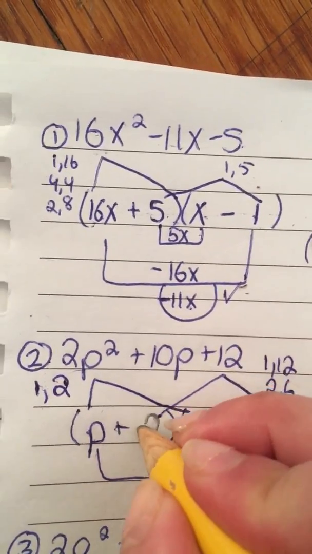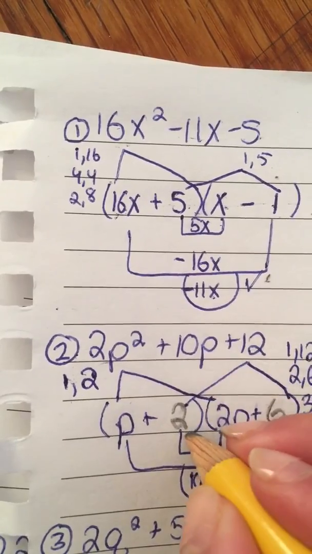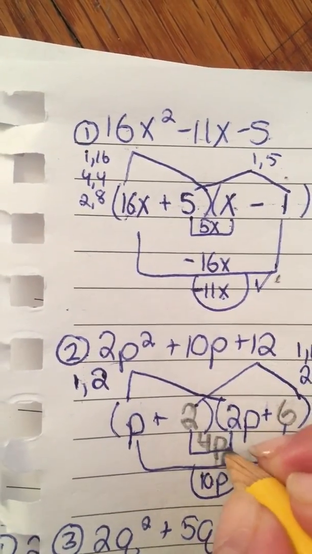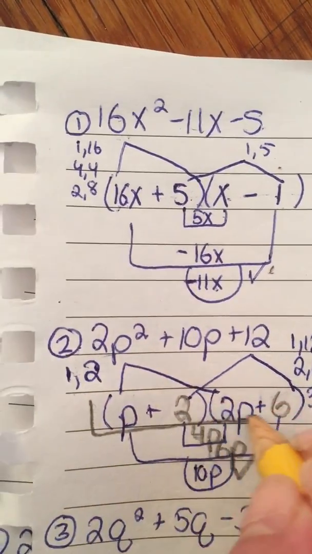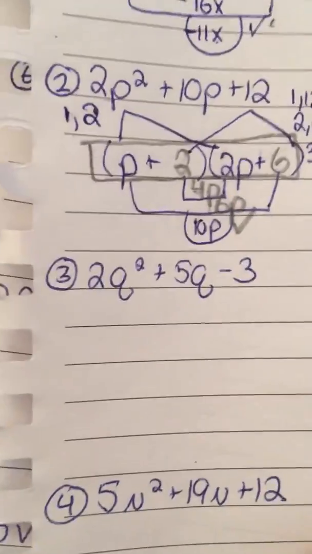So let's put a 2 there, a 6 there. Inner would be 2 times 2 is 4p. Outer would be 6 times p is 6p. When you add them, you get 10p. So this right here is your final answer. And we'll go through a few more together.